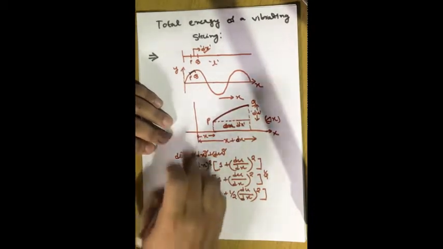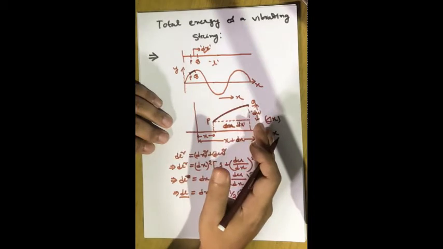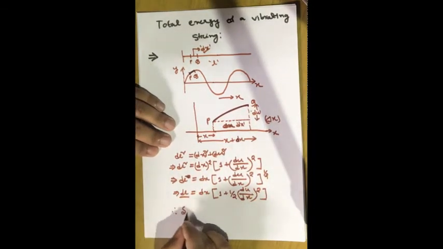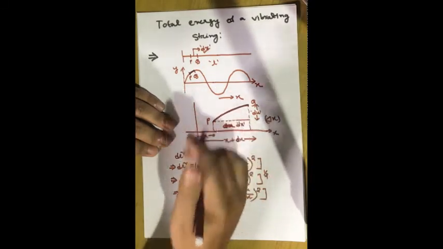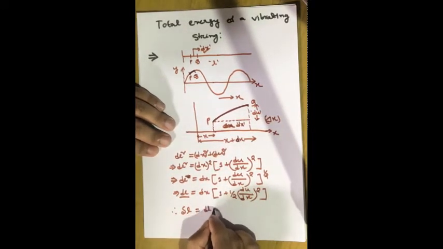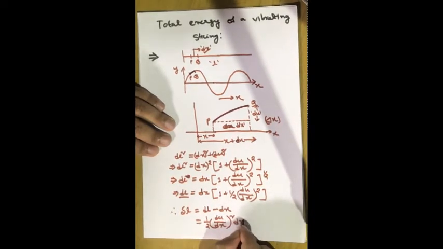Therefore, this difference between dl and dx is the displacement of the string along the y direction. So the new displacement of the string, delta L, will be equal to dl minus dx. This value will be equal to this, and the dx terms get cancelled out. So this value will be equal to half into du over dx whole squared into dx.